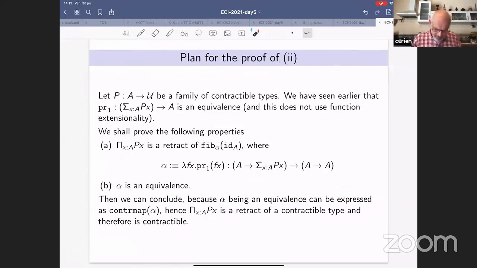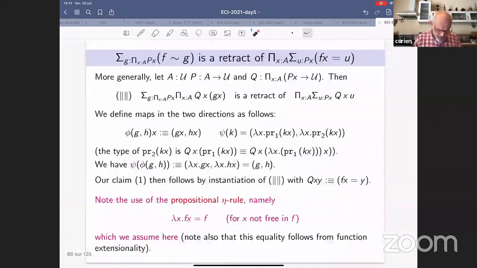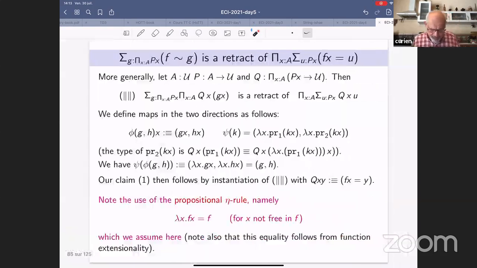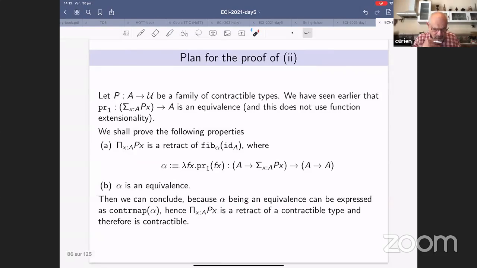So the second part, okay, so what was 2? 2 is the closure of contractible types under product. Okay, so here's a plan for the proof. We shall show, so this is our assumption. We have a family of contractible types. So each P x is contractible. And we would like to show in the end that the product of P x is contractible. So the plan is as follows.